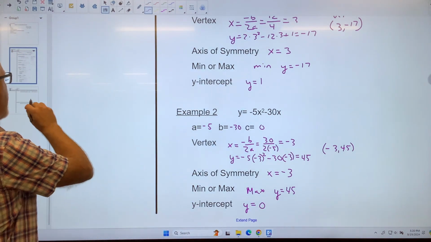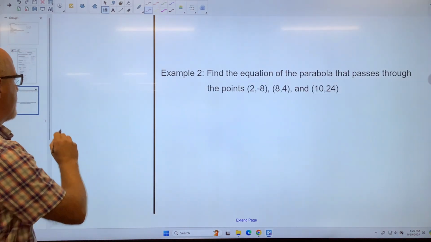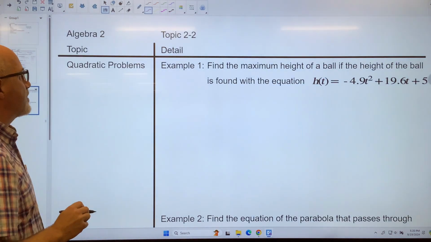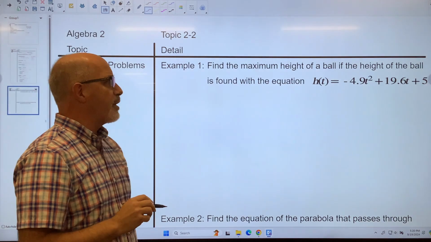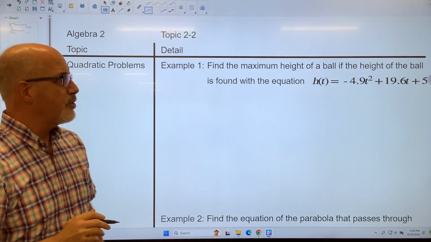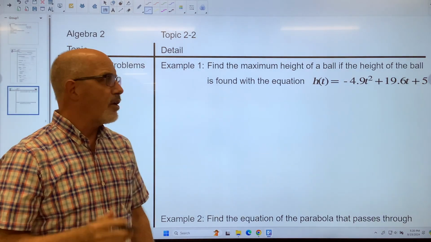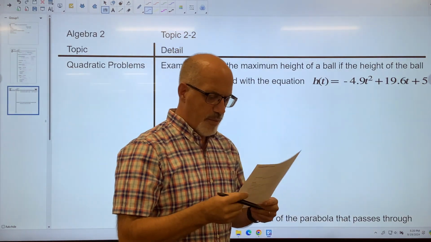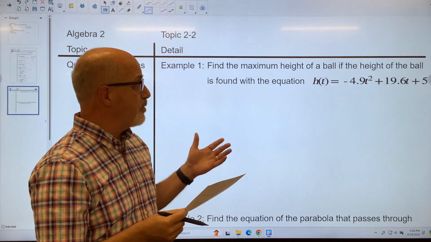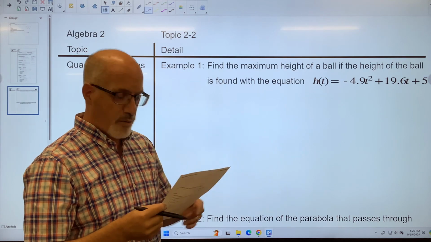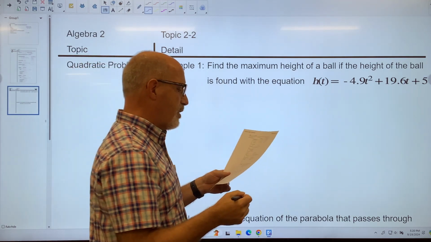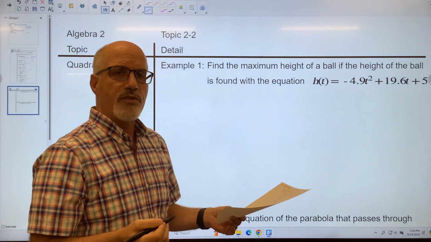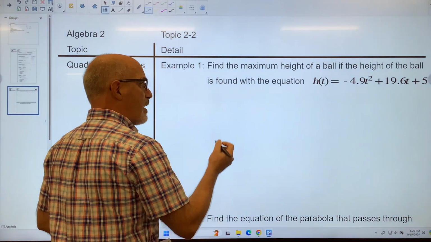Now let's go ahead and look at some problems. Okay, this first quadratic problem that we're going to look at has to do with the height of a ball. So this is the equation of a ball that we'd be able to graph if we want to put it on our graphing calculator. If we want to know the maximum height, what we have to do is find the vertex. And then we have the y value at the vertex.